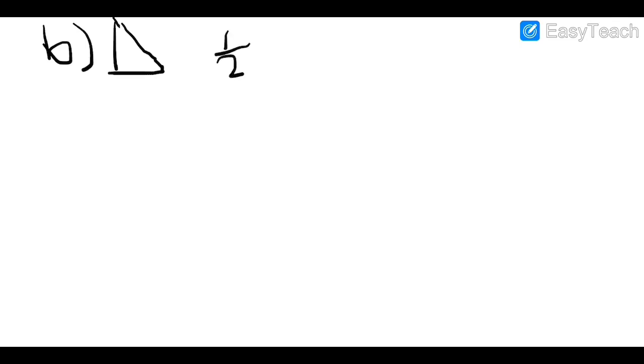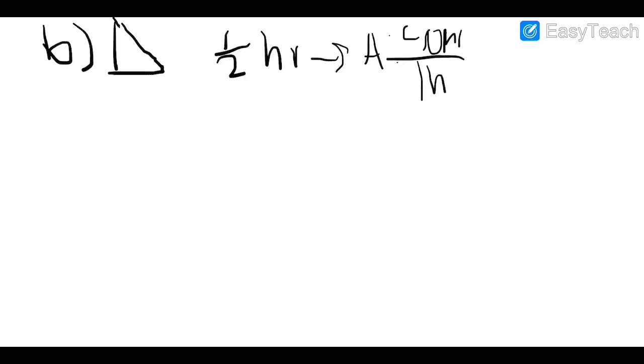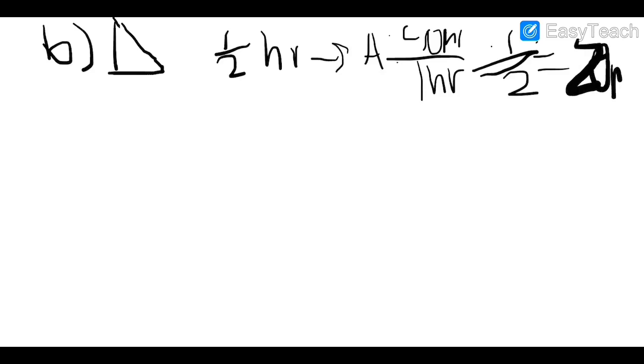So half an hour, we're going to do the same thing we did last time, which is going to give us 40 miles over 1 hour times 1/2. Sorry. Is going to equal 20 miles.